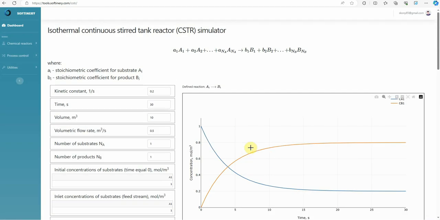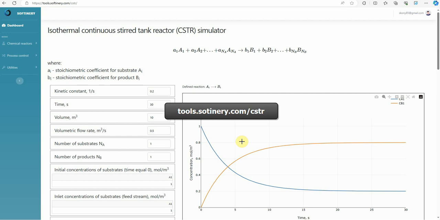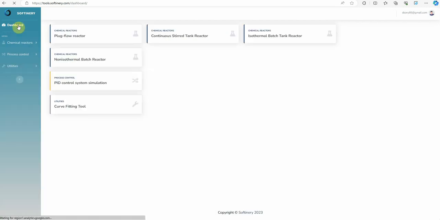To run the application, you need to open the web address tools.softinery.com/CSTR. You can also go to the dashboard under the address tools.softinery.com/dashboard. A free account is required to have access. In the dashboard, choose Continuous Stirred Tank Reactor.